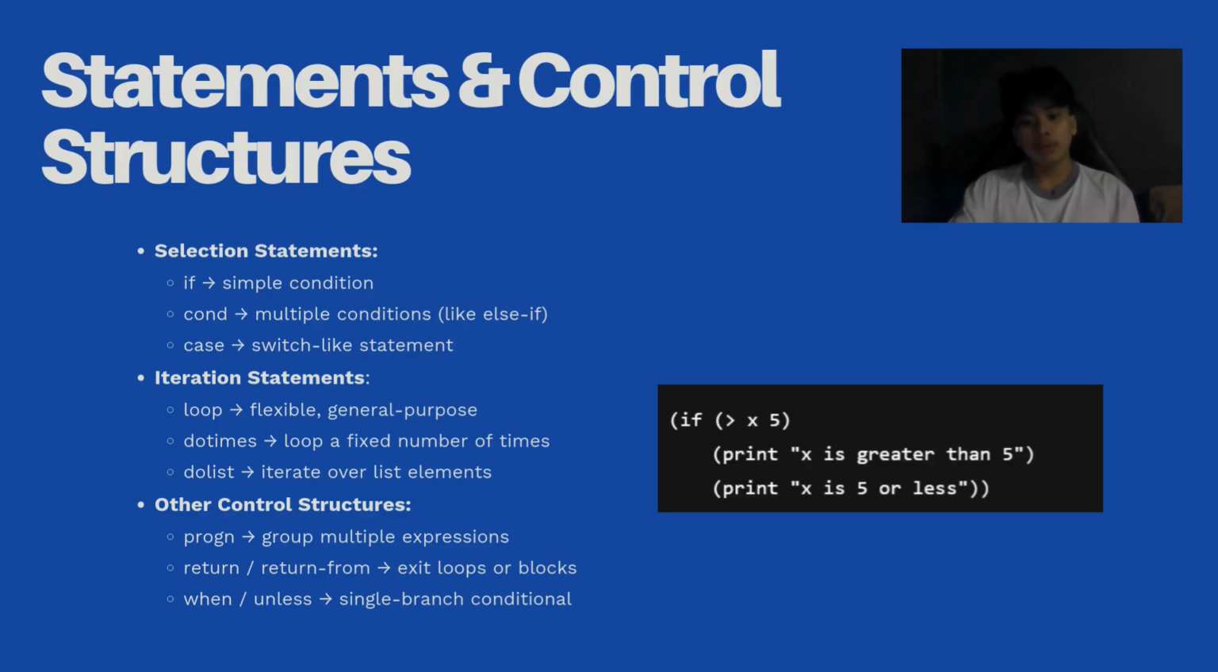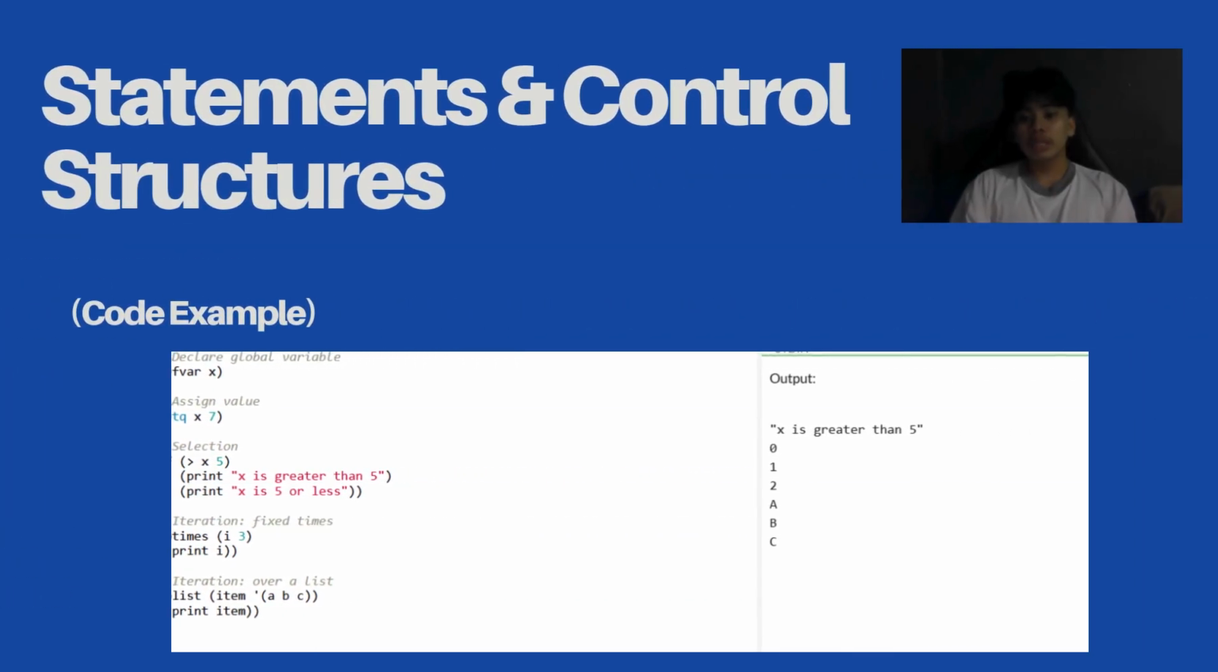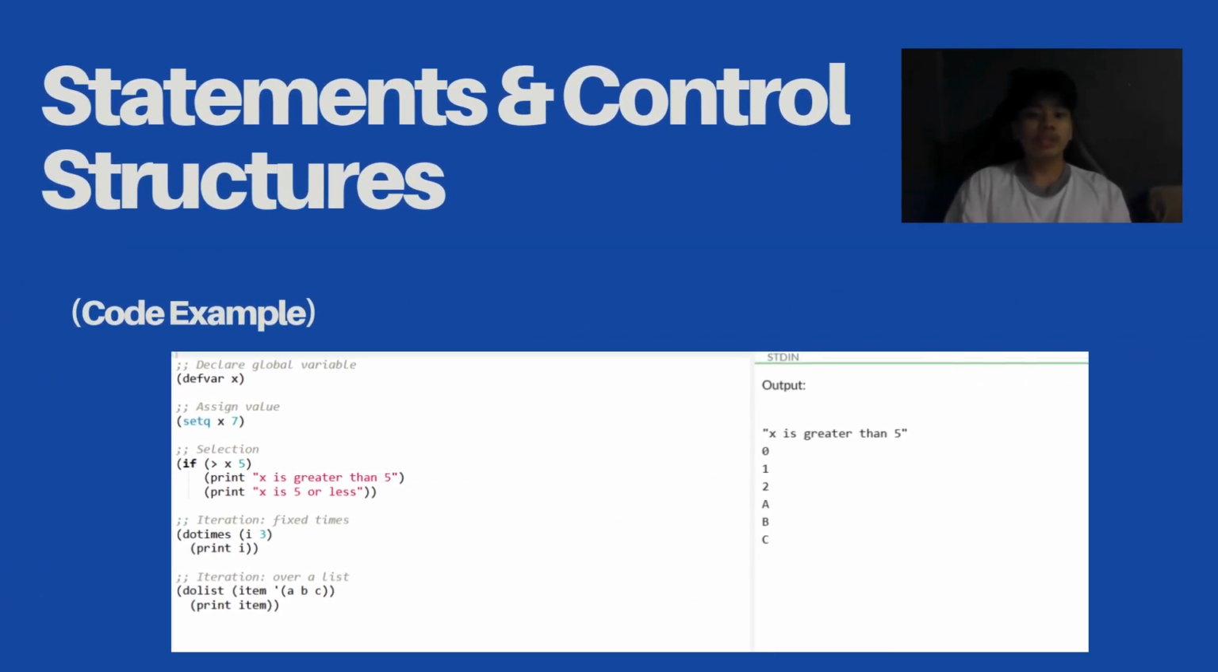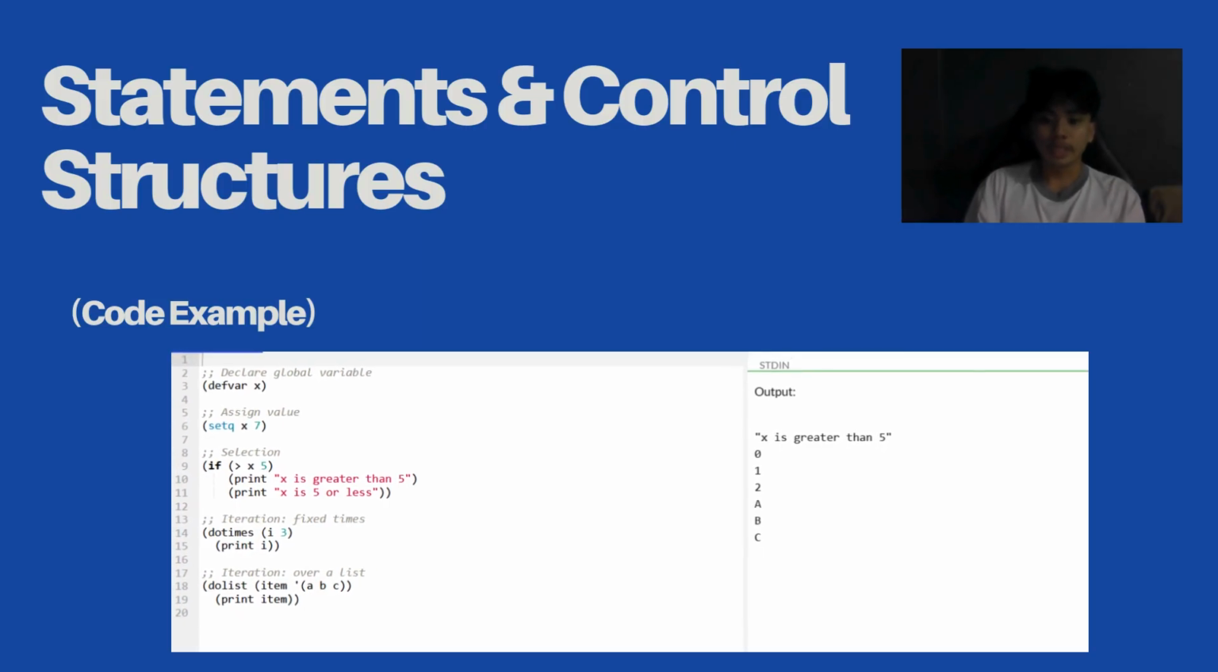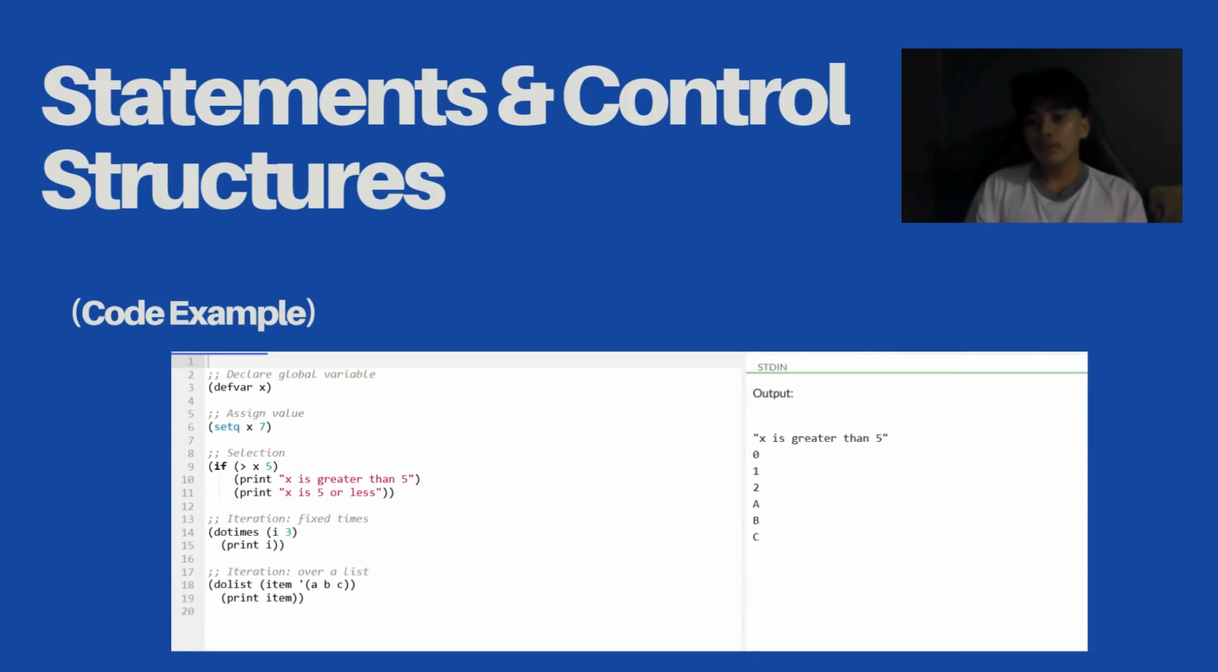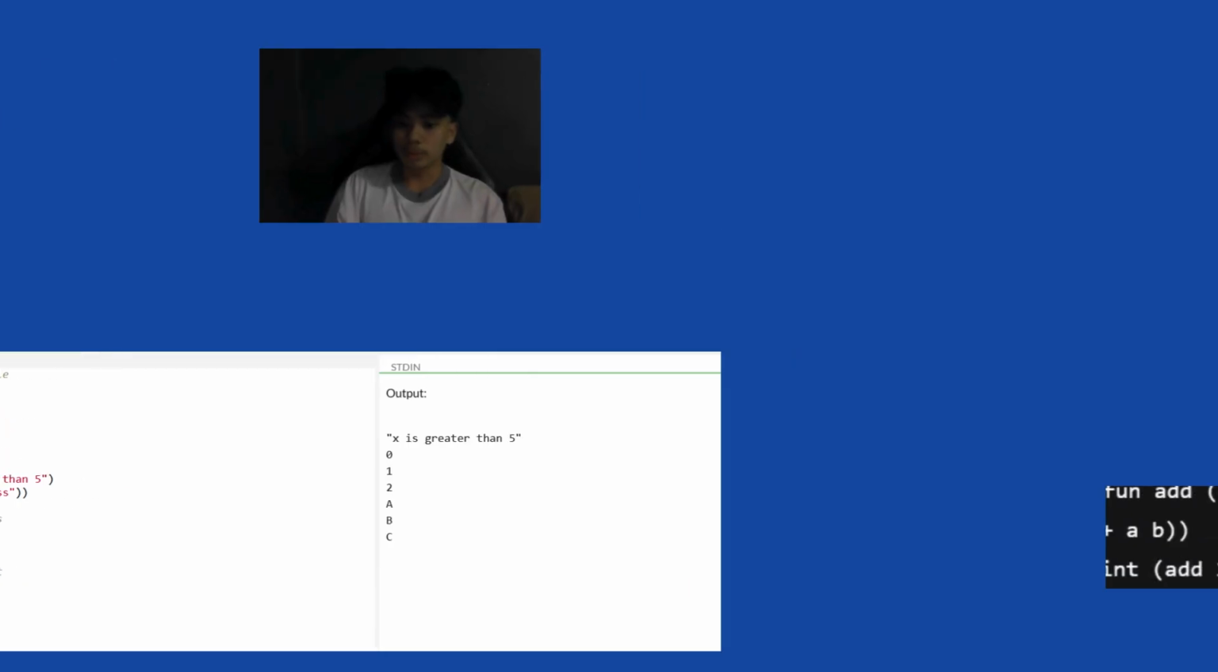Next, let's see the full code example in action. Now, this is the example. We first declare x using defvar to avoid warnings, then assign it a value with setq. We check if x is greater than 5. Next, dotimes loops 3 times, printing the iterator variable, and dolist iterates over a list, printing each element. This demonstrates selection and iteration in Lisp, while showing the importance of declaring variables before use.